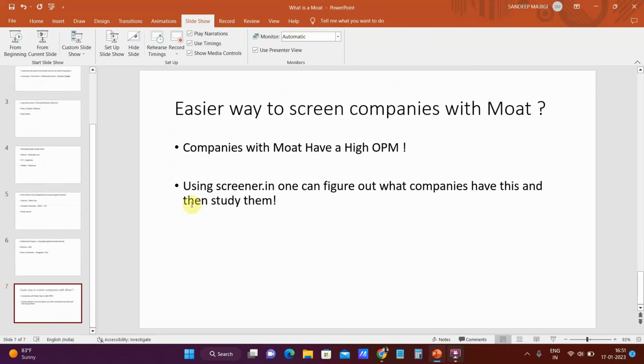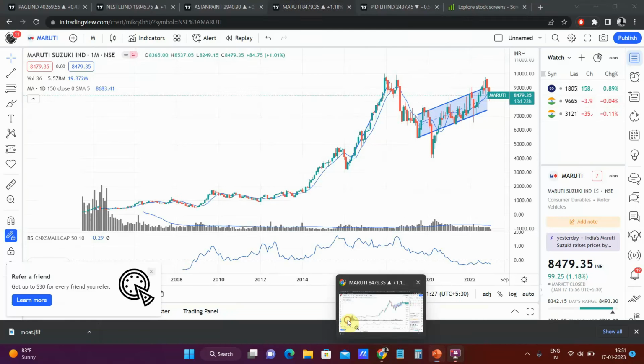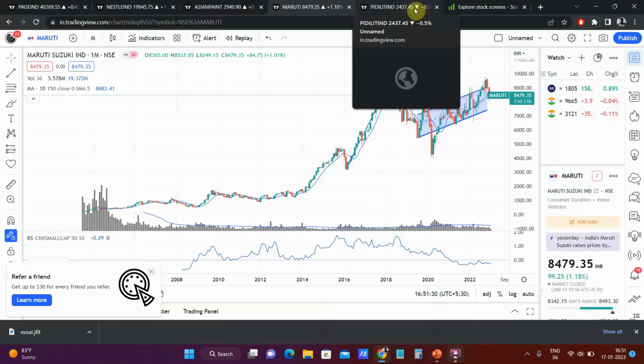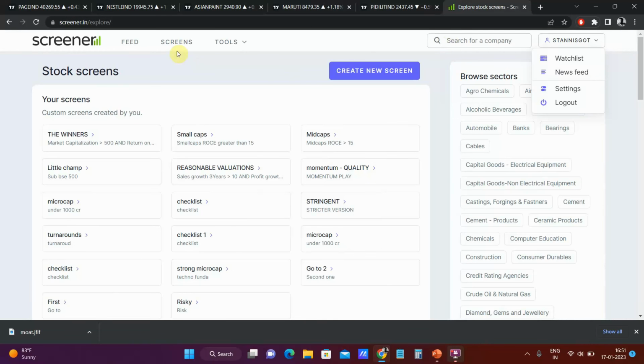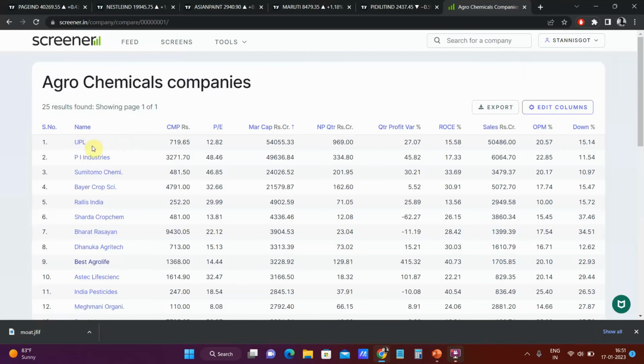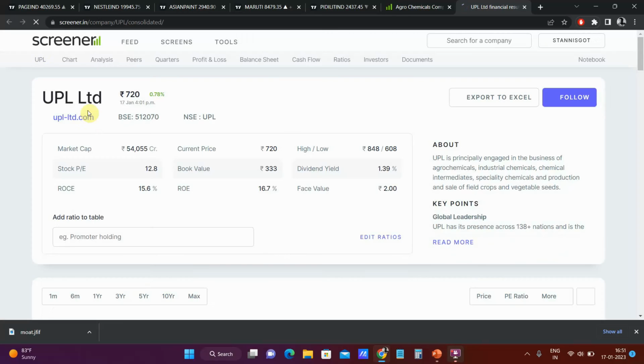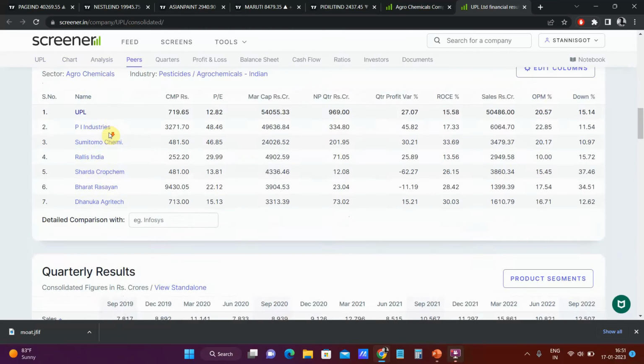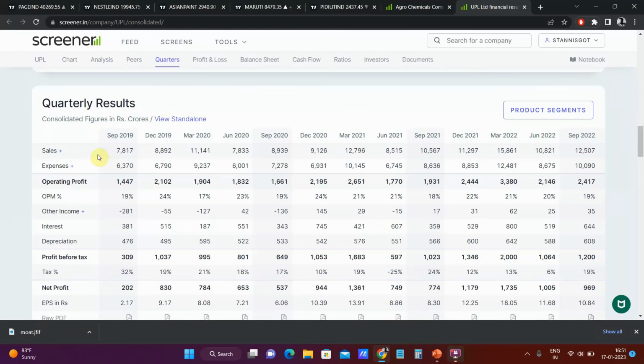Right? Now, what we'll do is, is there an easier way to screen companies with moats? Companies with moats have a high operating profit margin. So we'll try to figure out what exactly operating profit margin is, right? If you go to any company, let's take any agrochemical company, let's go to UPL, and you go to the quarterly results. So this is called the operating profit.